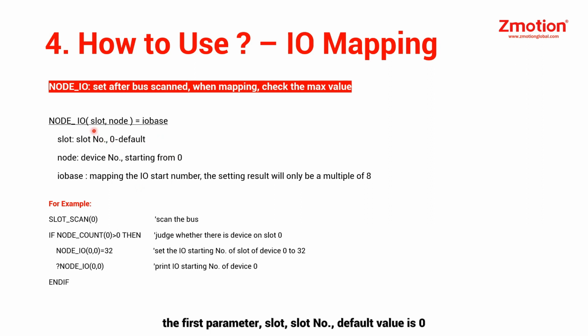The first parameter, slot number, default value is 0. The second parameter, device number. The third parameter, I/O starting number. The number can only be multiples of 8. Then, see one example for I/O mapping. The first step, scan the bus. Then, use command to map I/O. This starting I/O number is mapped as 32.